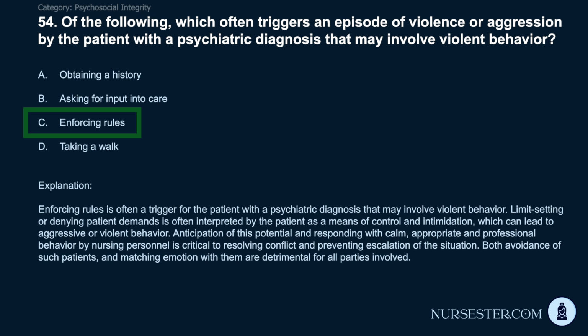Enforcing rules is often a trigger for the patient with a psychiatric diagnosis that may involve violent behavior. Limit setting or denying patient demands is often interpreted by the patient as a means of control and intimidation, which can lead to aggressive or violent behavior. Anticipation of this potential and responding with calm, appropriate, and professional behavior by nursing personnel is critical to resolving conflict and preventing escalation of the situation. Both avoidance of such patients and matching emotion with them are detrimental for all parties involved.